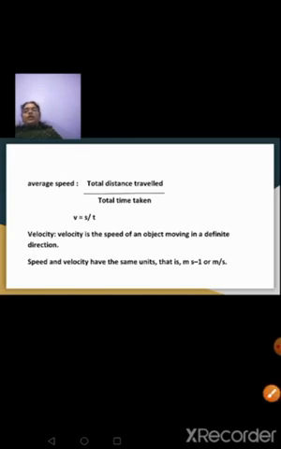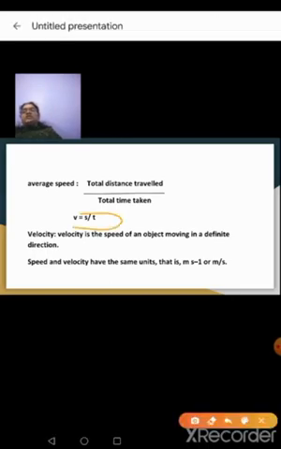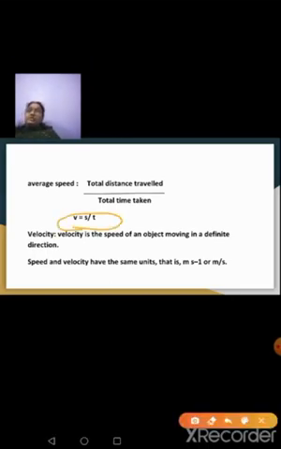Next is your velocity. Velocity is displacement upon time. We will do what is displacement in the upcoming slide. Or you can define velocity as the speed of an object in a particular direction. Velocity is the speed of an object in a particular direction. When I tell you speed, it is only talking about the number, the distance covered by the object in a particular time. When the direction changes, the velocity will also change.